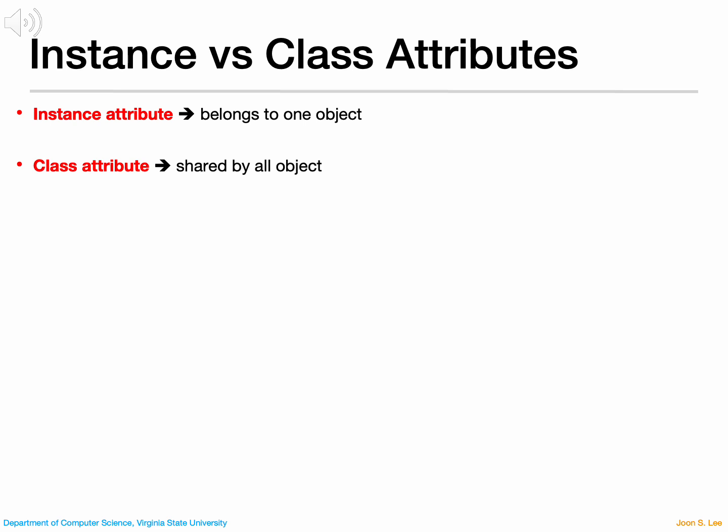This difference is extremely important because using the wrong type of attribute can lead to subtle bugs. A good rule of thumb is this: if the data describes an individual object, it should be an instance attribute. If the data describes something common to all objects, it should be a class attribute.